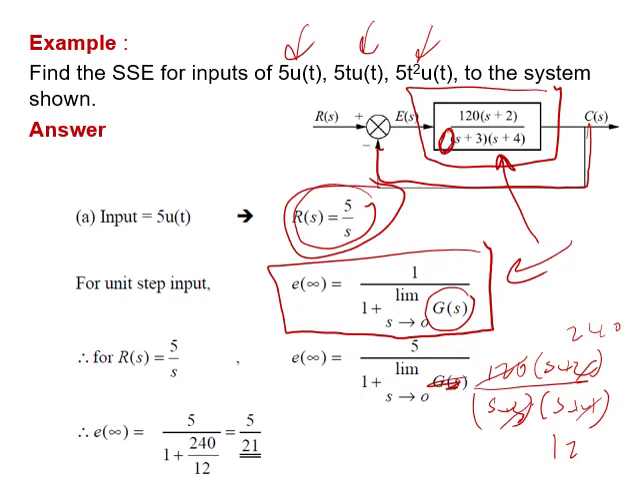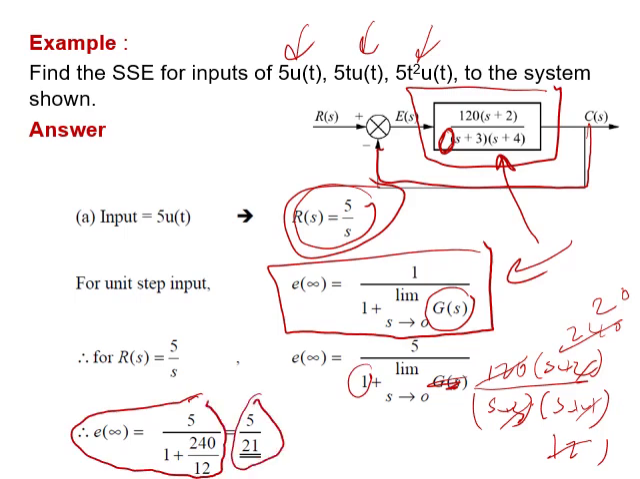240 over 12 equal to 20, sorry. So it's equal to 20. That means the limit is equal to 20. Plus 1 is 21. So it's 5 over 1 plus 240 over 12, which equals 5 over 21.